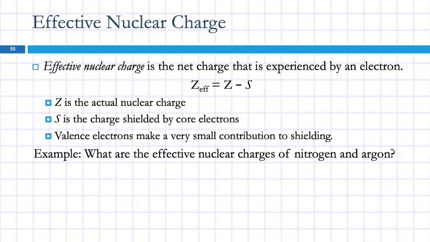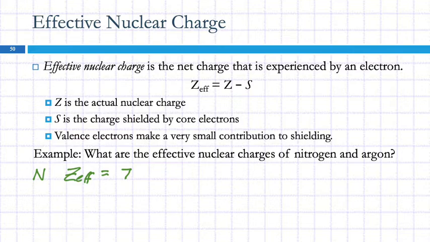So let's answer this question. What are the effective nuclear charges of nitrogen and argon? So for nitrogen, we need to know how many protons are in the nucleus for nitrogen. What element number is it? It's 7. There's seven protons. That's the actual charge. How many of those are core electrons?